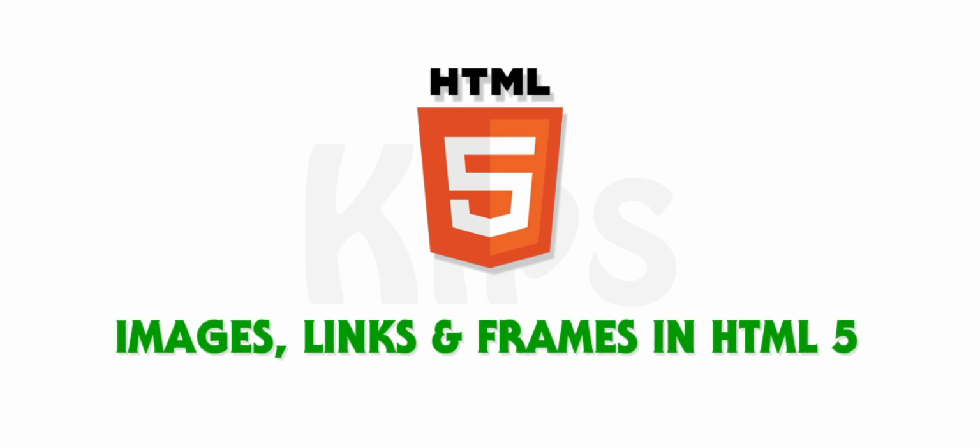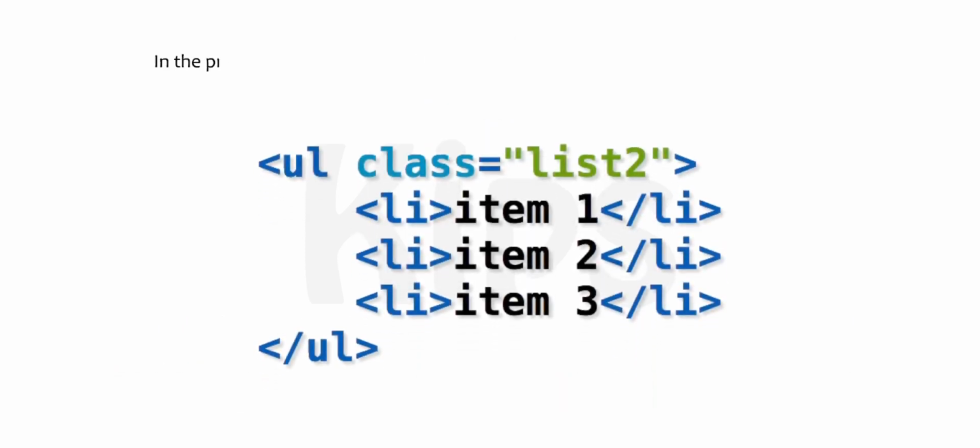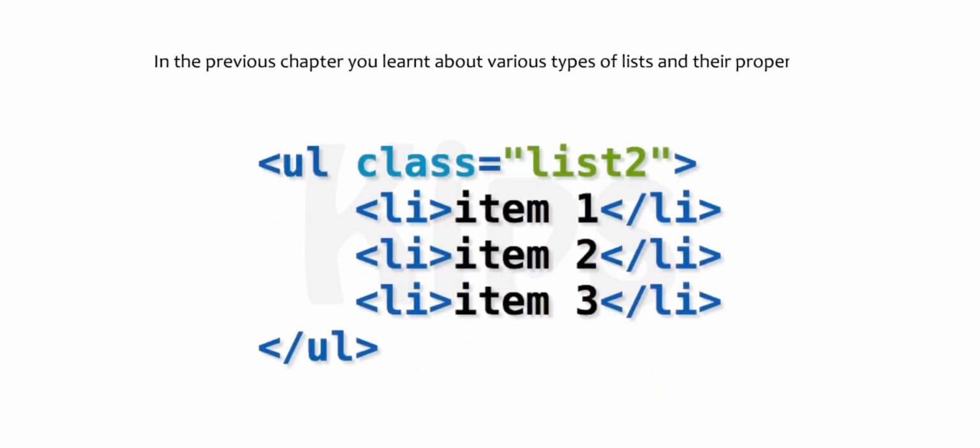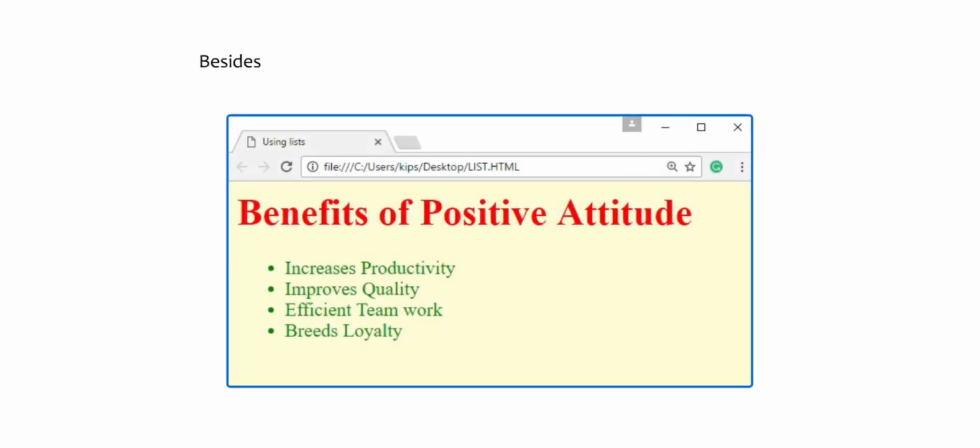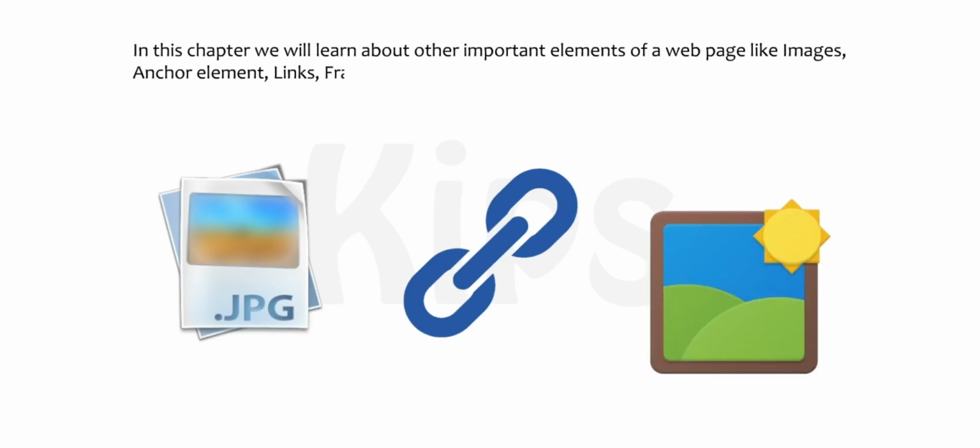Today we will learn about using images, links and frames in HTML5. In the previous chapter you learnt about various types of lists and their properties. Besides that, we also discussed how to present data in a tabular format. In this chapter we will learn about other important elements of a web page like images, anchor elements, links, frames, etc.